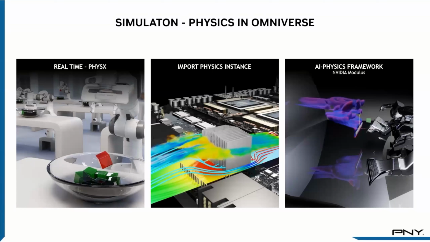And the last is Modulus. Customers can train a physics-based AI to replace the CAE solver and run the AI inferencing directly inside Omniverse. And here the results can be visualized instantly at a very high degree of accuracy. This is a very cool solution, but it is highly complex and requires a lot of customer work and expertise.